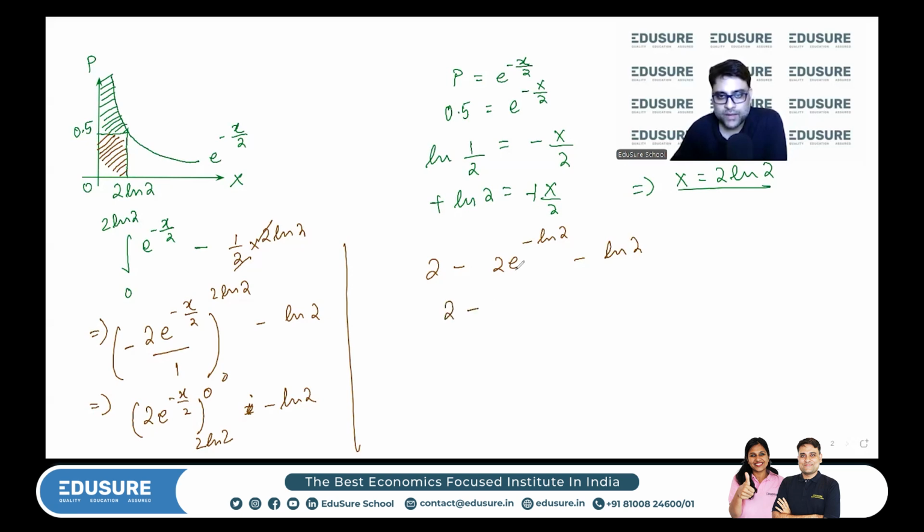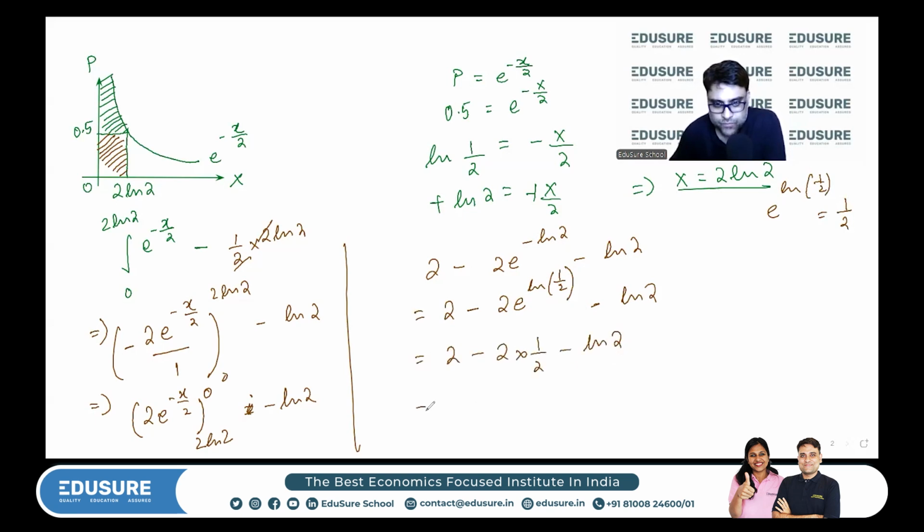So 2 minus 2 into e to the power of minus ln 2, which can be written as ln half, minus ln 2. Now e to the power of ln half is nothing but half. So 2 minus 2 into half minus ln 2. 2 minus 1 minus ln 2. 1 minus ln 2. Now calculate the value of this.